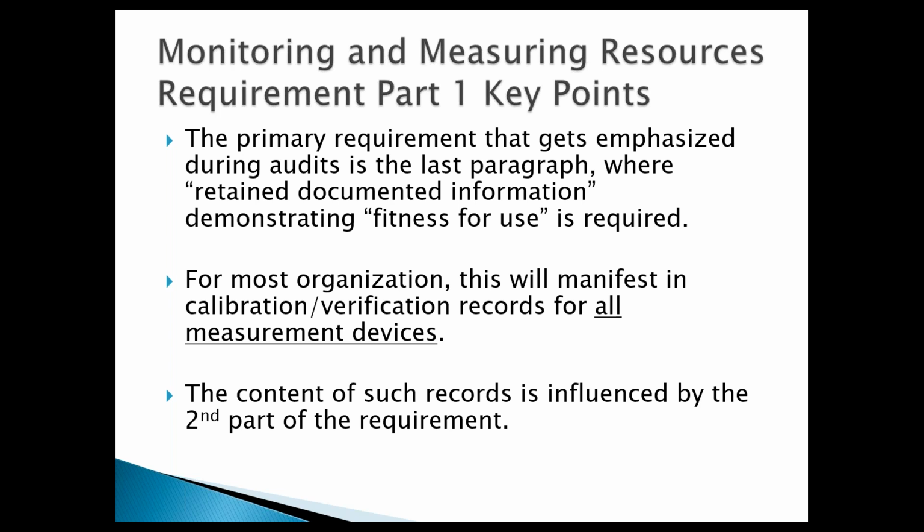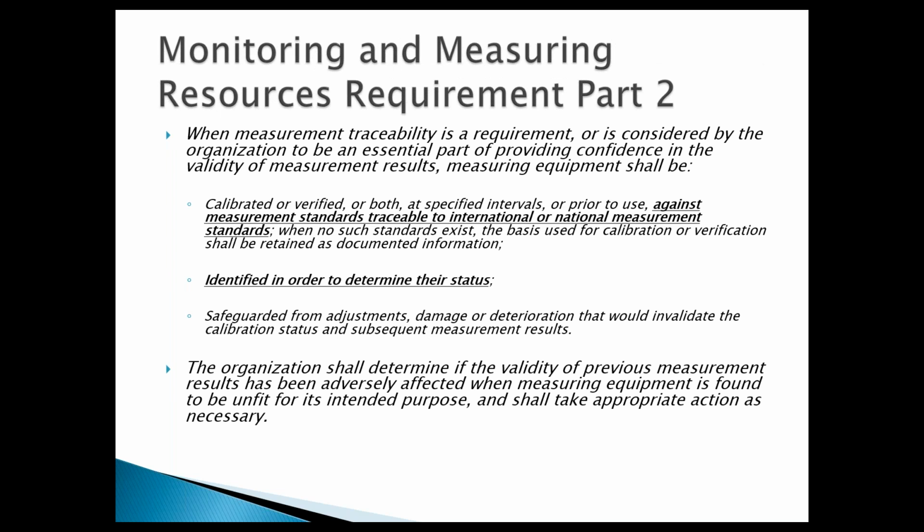Now, in terms of what those records need to include, this is where we turn to the second part of the requirement. So here's that second part. And as you can see, there's a lot here, but there's a couple of key points that seem to come up most often in the audit process. So once you've concluded that the measuring equipment is necessary, that it's going to be necessary to provide confidence in measurement results, that measuring equipment needs to be calibrated or verified, those are two separate things, at specified intervals, here's the key part, against measurement standards traceable to international or national measurement standards. Second key part, they shall be identified in order to determine status.